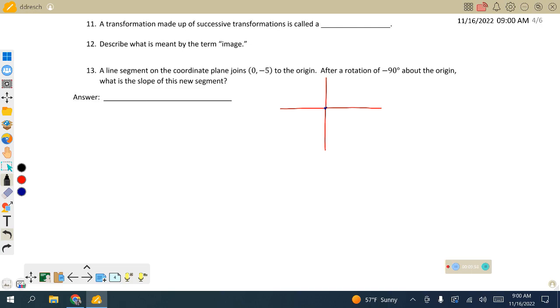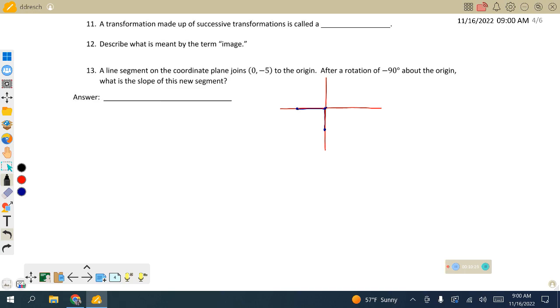We got a point there, and (0, -5) puts me right there. That's the segment we're referring to. Now, again, as we keep reading that problem, we're talking about slope. And as we worked all the school year, vertical lines have a slope that is undefined. Now, after a rotation of negative 90 degrees about the origin, which direction is that going to take me, clockwise or counterclockwise? Yep, negative 90 is going to take me clockwise, so 90 degrees puts me right there.